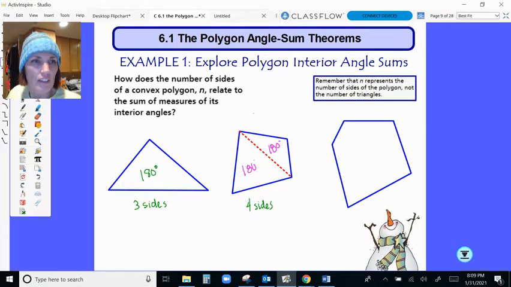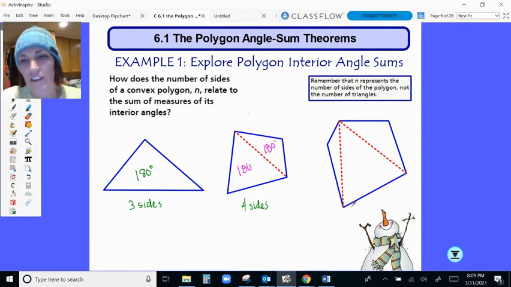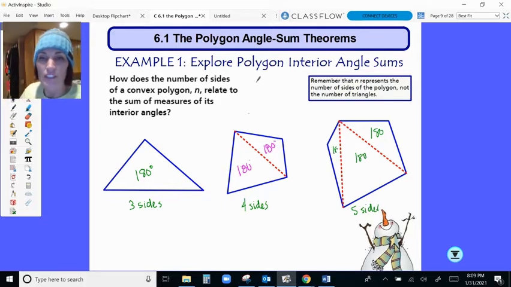Okay. I can do the same thing to this pentagon. If I go from one vertex here, and I go over here to the same vertex like this, notice I can make 3 triangles. Okay. So if I have 5 sides, I can make 3 triangles. 1, 2, 3. 180, 180, 180. Okay. And if I add all those together, that tells me my sum of my interior angles.